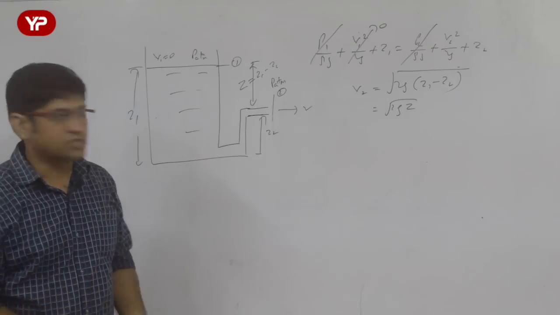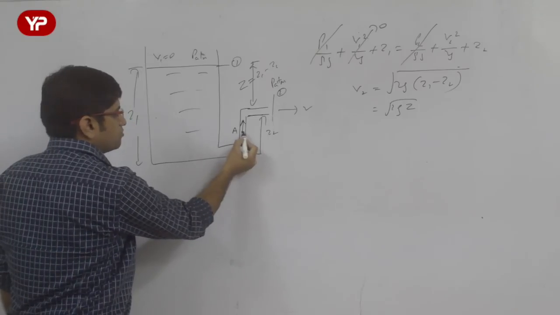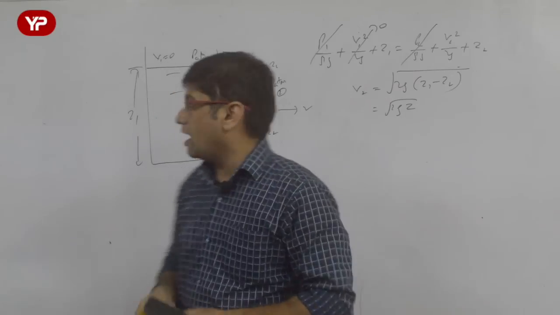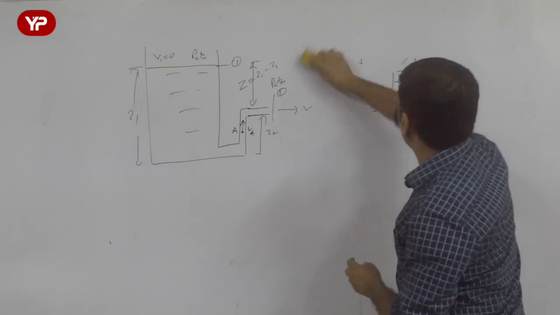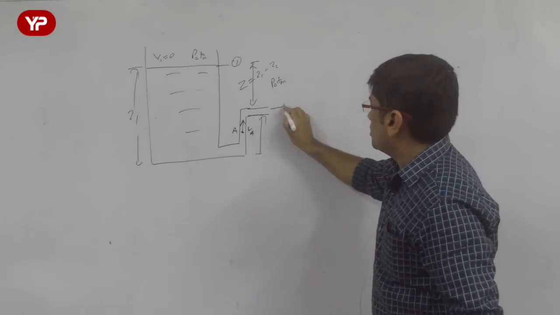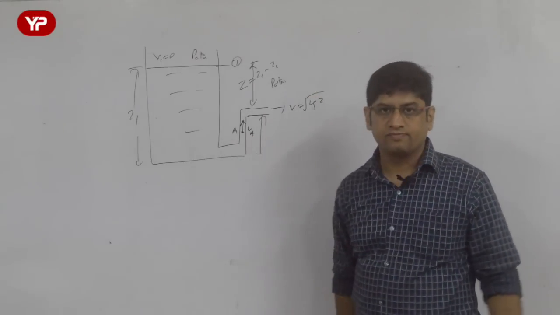Let me ask you a very simple question here. What do you think will be the velocity at point A? What will be VA? Can you answer that? What will be the velocity at point A? Just answer me that question. I told you the velocity at this point, V, is root of 2gZ. Z is this difference. What is the velocity here?